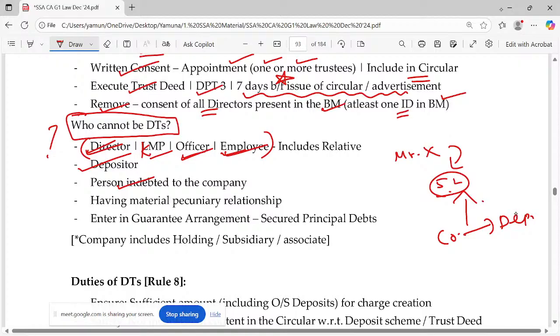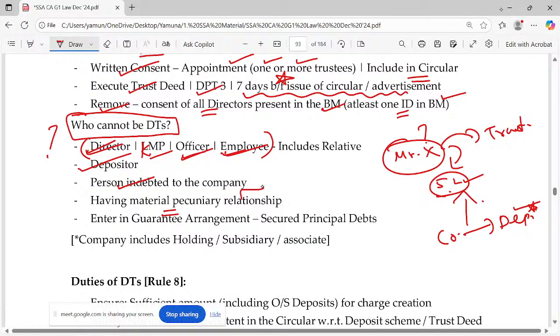ஆக்சுவலா நார்ம்ஸ் படி, கம்பெனியோட நார்ம்ஸ் படி டெபாசிட் தான் ரீபே பண்ணணும். ஓகே. This Mr. X is one of the trustees in this firm. இப்ப சொல்லுங்க, Mr. X யாருக்கு பாப்பாரு? டெபாசிட்டருக்கு பாப்பாரா? இல்லன்னா எனக்கு 5 லட்சம் தர வேண்டியது இருக்கு. எனக்கு முதல்ல தந்து முடியும். கம்பெனி போயிடுச்சுன்னா அந்த மாதிரி இருக்கக்கூடாது. So, independence இருக்காது. So, person indebted to company or having any type of pecuniary relationship.